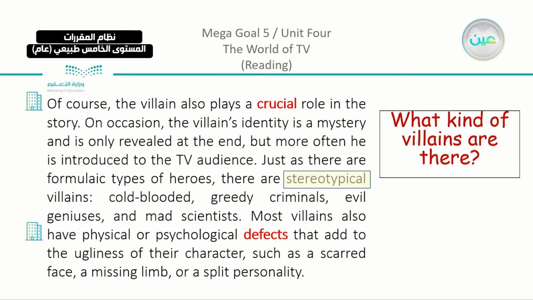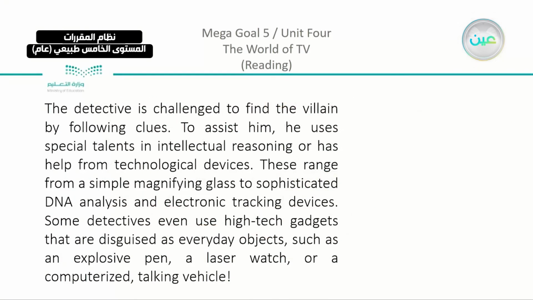Now you also have four types of villains here, or four characters. You can just go back and scan for them very quickly. You will find that we have the cold-blooded, greedy criminals, evil geniuses, and also the mad scientists. So these are the kinds of villains that you can find in stories, or in detective stories specifically.